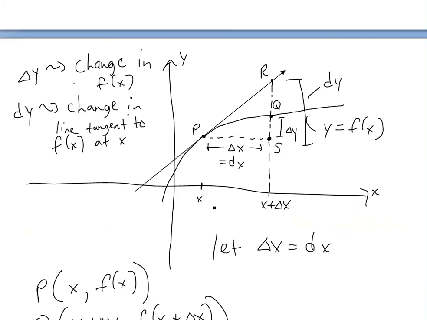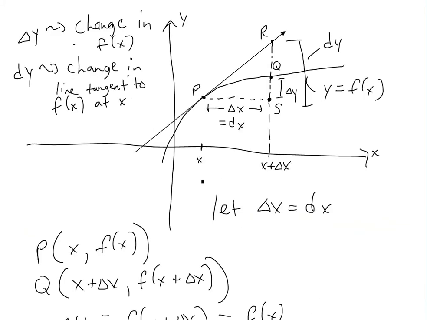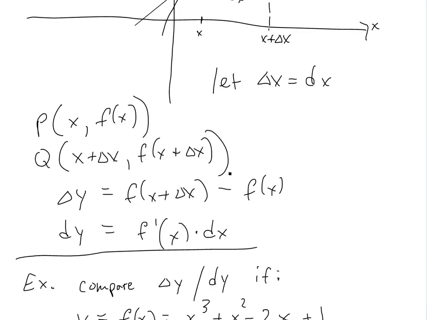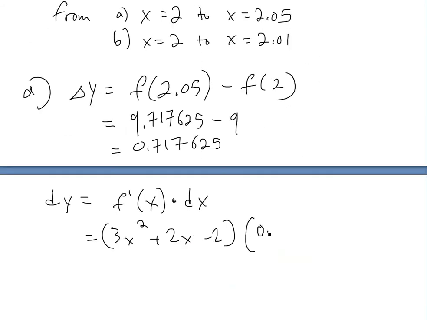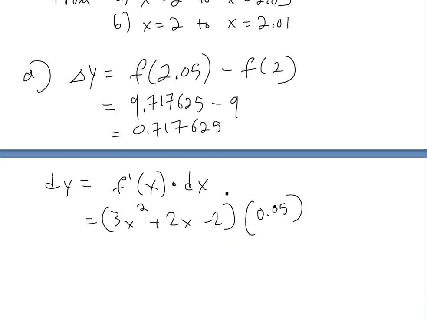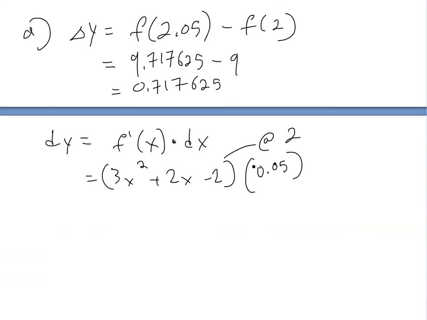dx, remember, is just a change. If you saw the graph, it's the change in x. So we could just look at it here, and that's just 0.05. And remember, this one is at x is 2, because that's where we take our slope, so we don't have to worry about 2.05. Then we plug in the values: 3 times 2 squared is 4, plus 4, minus 2. This is 12 plus 4, 16, minus 2 is 14.